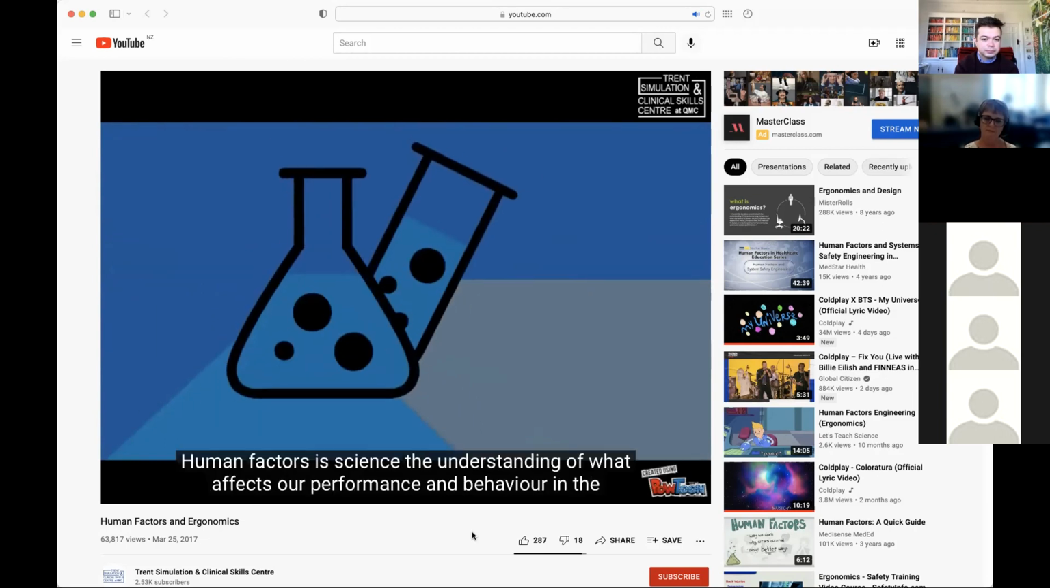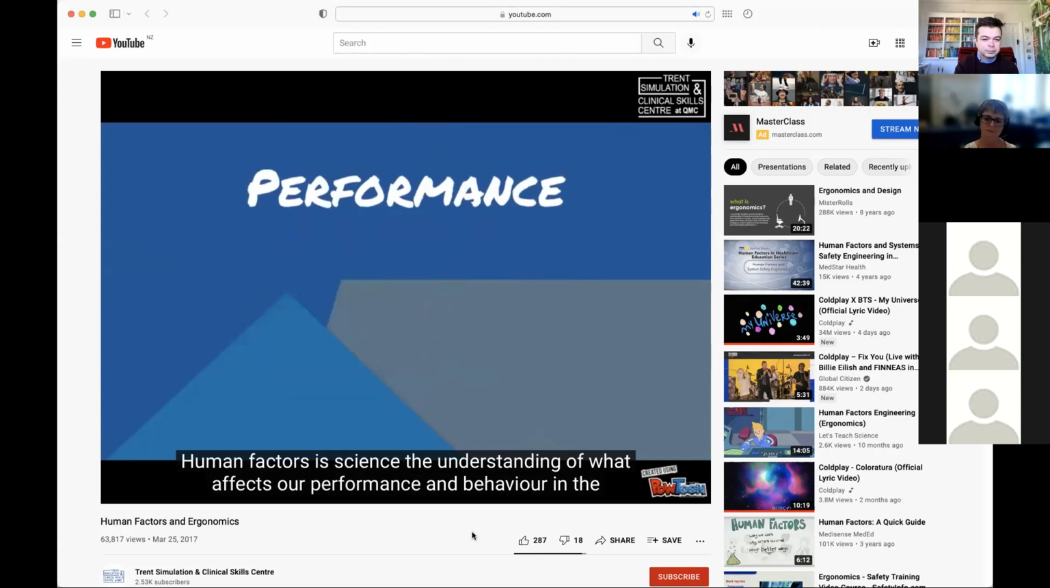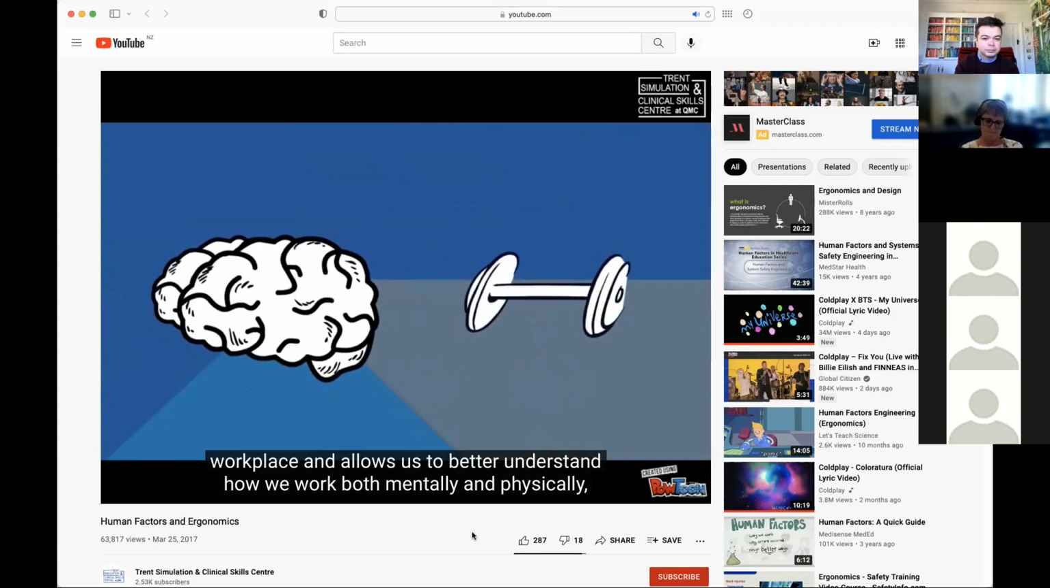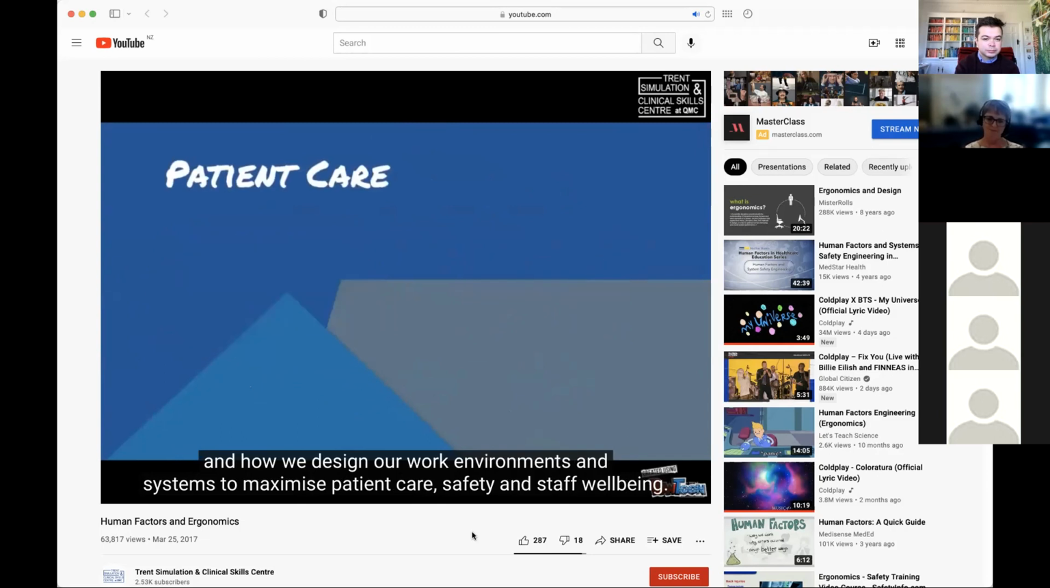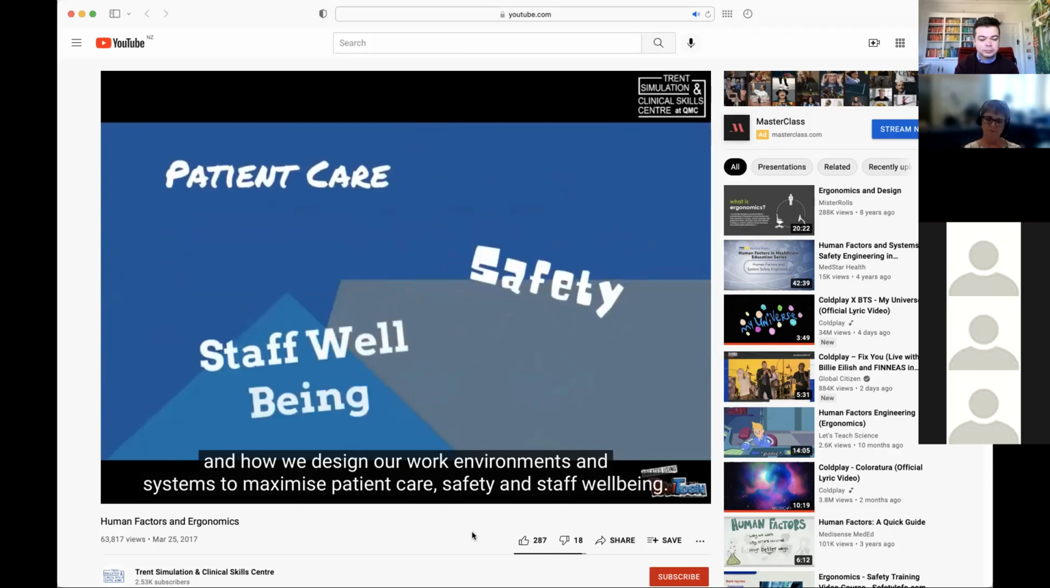Human factors is a science that provides an understanding of what affects our performance and behaviour in the workplace. It allows us to better understand how we work both mentally and physically, and how we can design our work environment and systems to maximise patient care, safety and staff well-being.